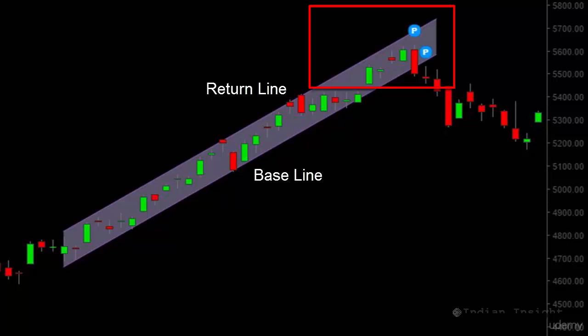This loss in momentum is the reason prices are unable to reach the return line. Once the prices come back to test the baseline, we see here that they break below it, leading to a substantial fall. With this, we have covered the topic on trend channels.